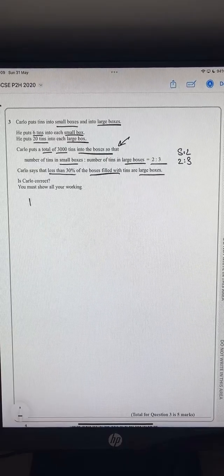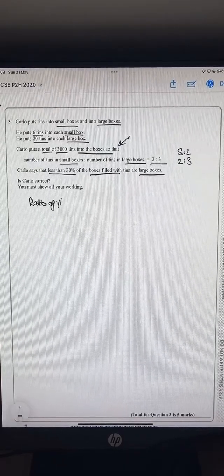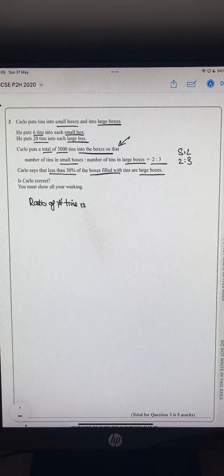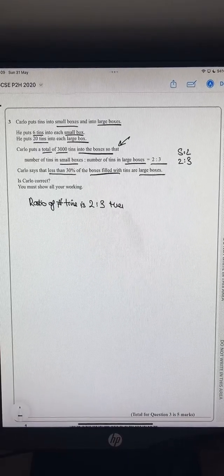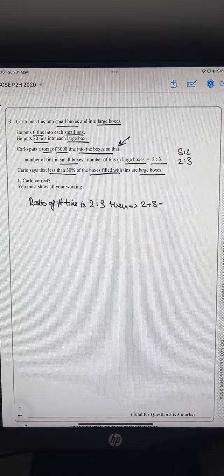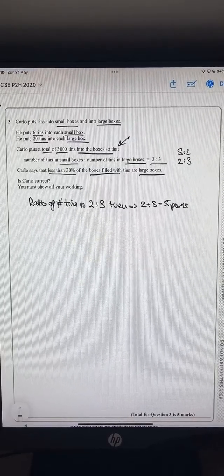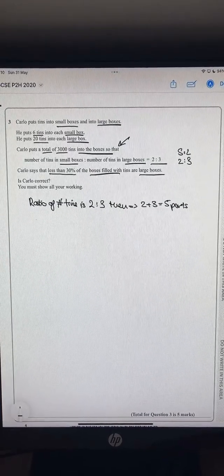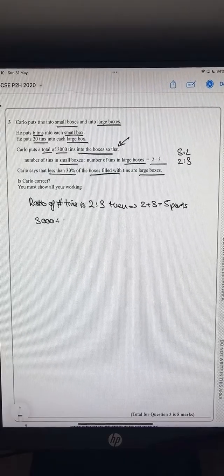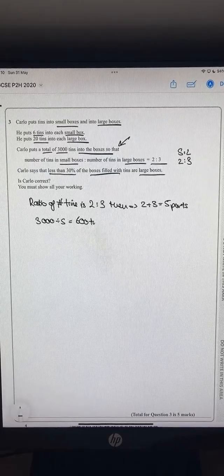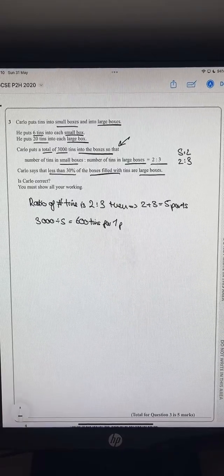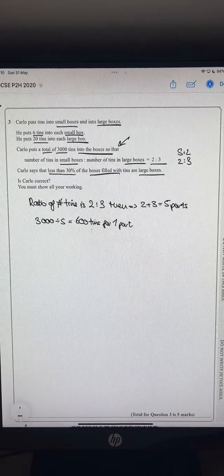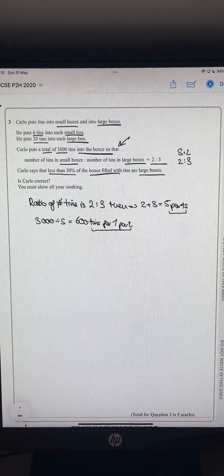If we know that the ratio of the number of tins is 2 to 3, then we get 2 plus 3 equals 5 parts in our ratio overall. So we need to split that 3,000 into 5 parts. So 3,000 divided by 5 equals 600 tins for 1 part of my ratio. Always write down what you found out so you know exactly what the number means so you don't get confused. So we know that 600 tins is 1 part of this.